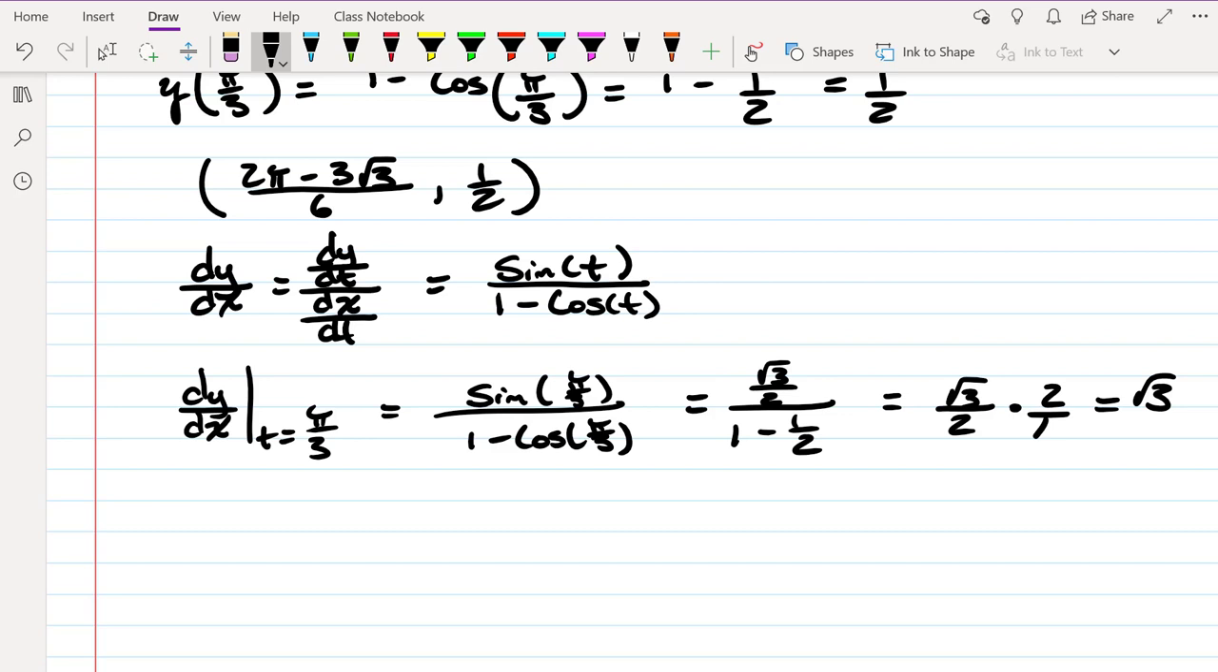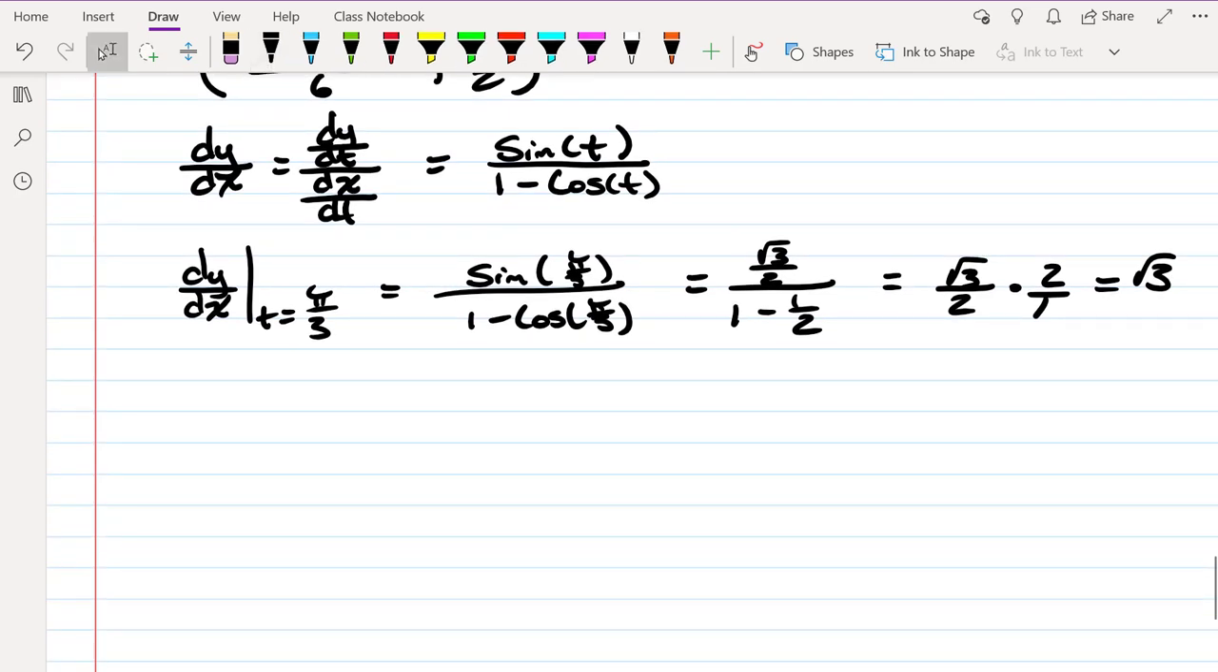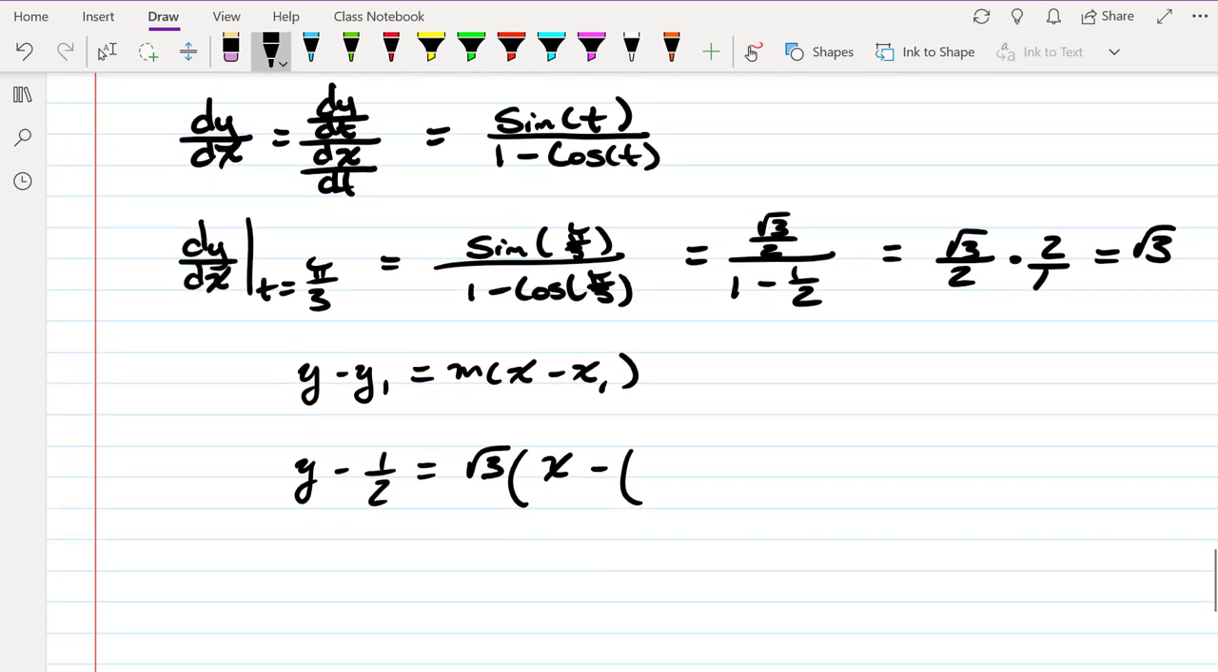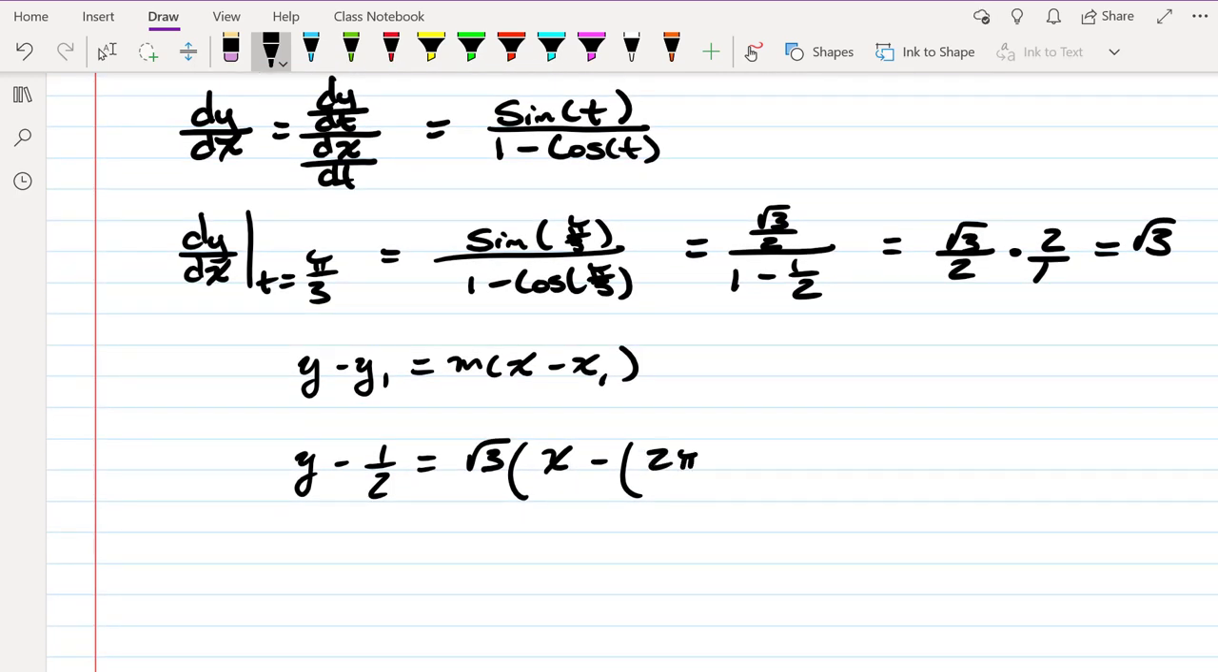So now we need the equation of a line that has slope square root of 3 and contains the point 2 pi minus 3 root 3 over 6 and 1 half. So we have y minus y1 is equal to m times x minus x1. So we get y minus a half is equal to the square root of 3 times x minus, and then we have 2 pi minus 3 square roots of 3 all over 6.